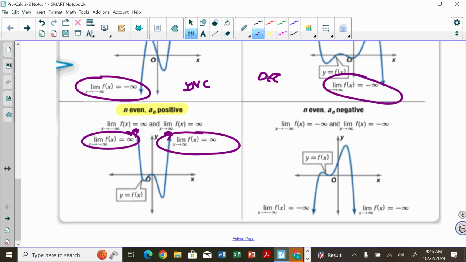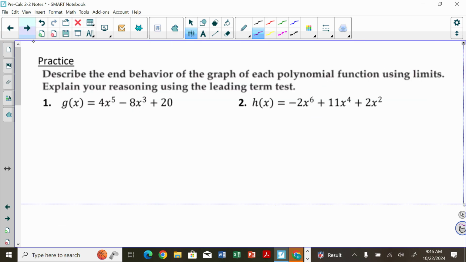So just the opposite happens on the other side. When we still have an even exponent, so squared, to the 4th power, to the 6th power, and so on, and now our leading coefficient is negative, what that does is make your limits be down at the bottom, both approaching negative infinity. So we can kind of glean that information just by knowing what happens with our leading coefficient. Okay, so let's do some examples with that.